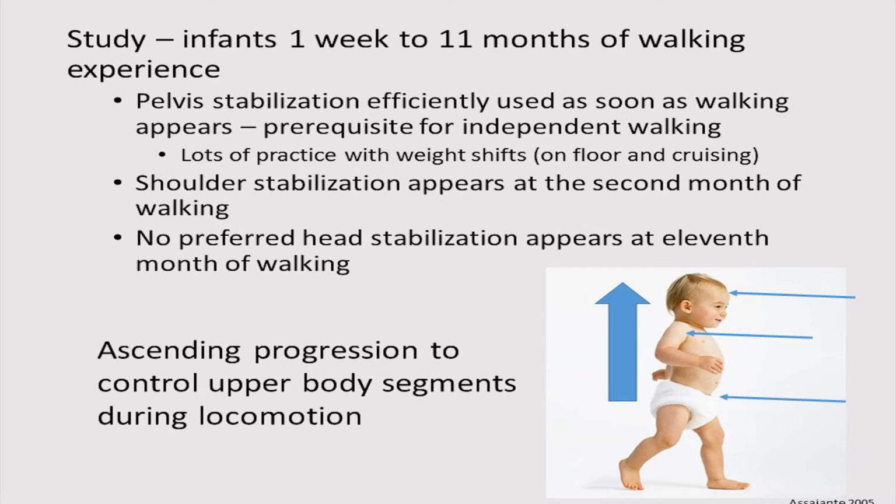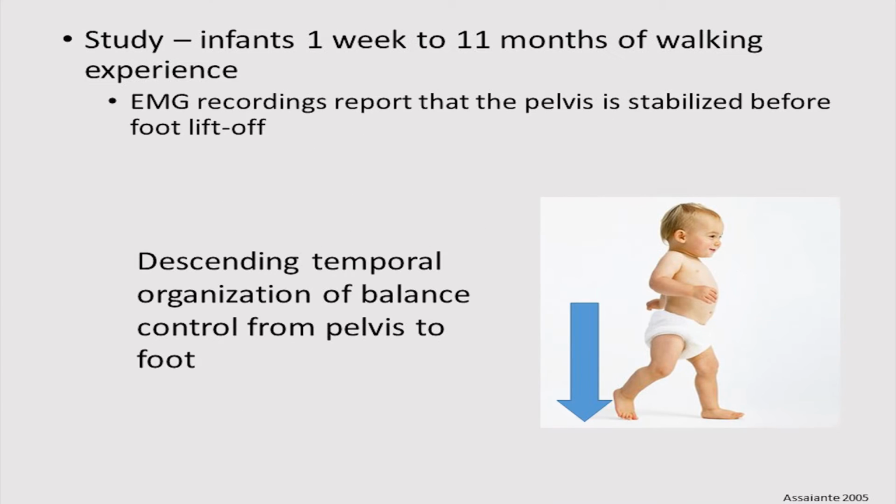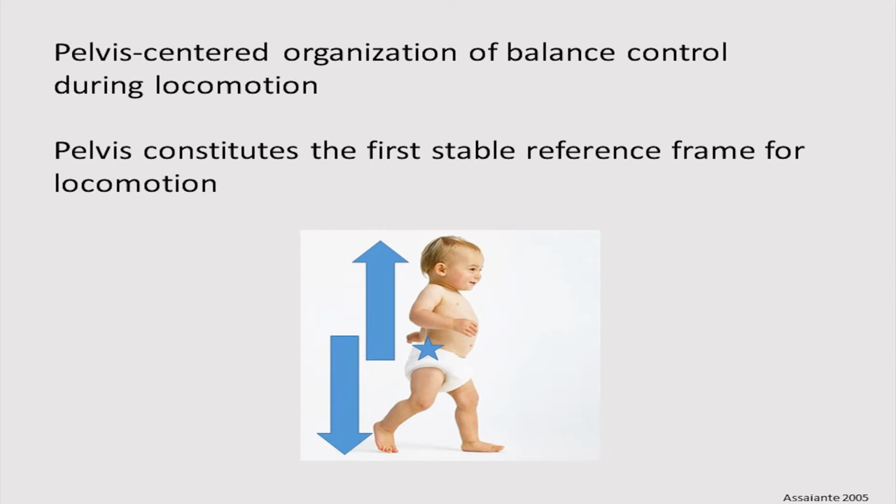The shoulder stabilization appeared around the 2nd month of walking experience. And by the 11th month, at the end of the study, there was no preferred head stabilization. So that tells us that we have an ascending progression of control of the upper body segments during locomotion. In this same study, they found that the pelvis was stabilized before foot liftoff. So this suggests a more descending temporal organization of balance from the pelvis to the foot. Now, if we put these two pieces of information together, we have a pelvis-centered organization of balance control during locomotion, and that pelvis is the first stable reference frame for locomotion.